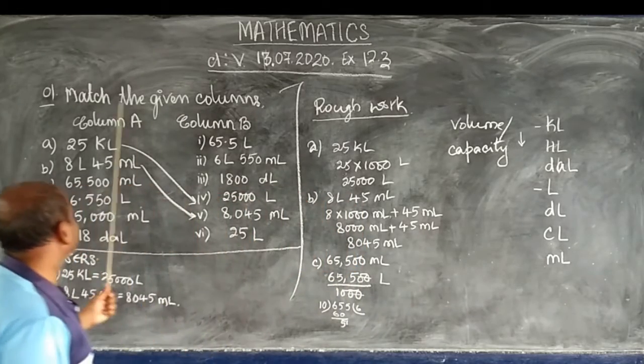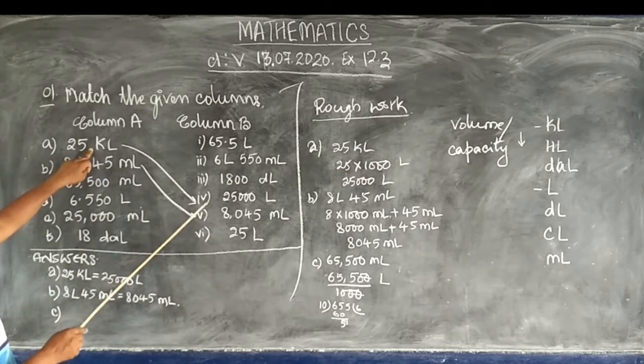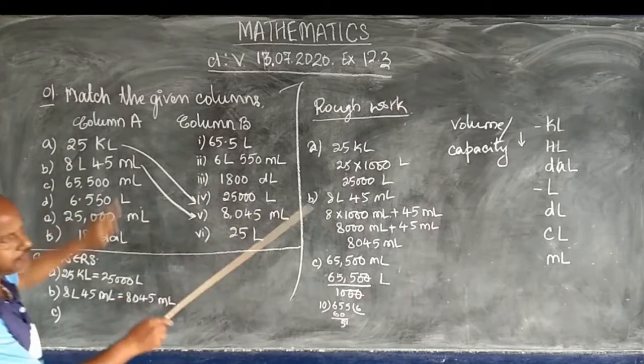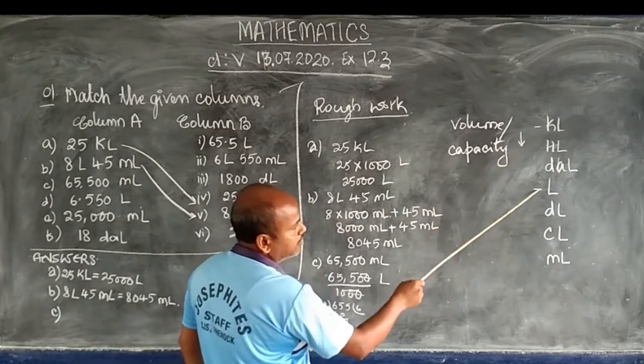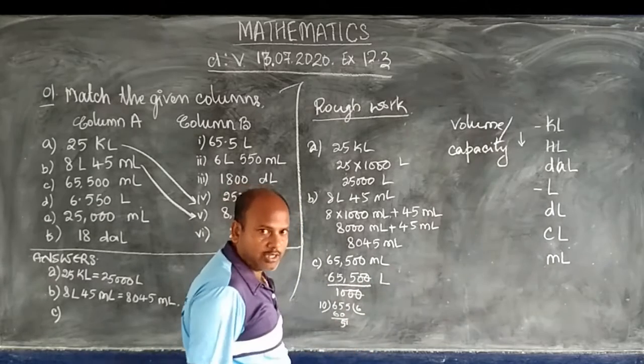Now the first question of this lesson is match the given column. Here in column A, certain measurements are given, and in column B also the measurements have been given. I have already solved the two sums so that it saves time, and it will be explained to you now. 25 kiloliter can be converted in terms of liter. Kiloliter can be converted in terms of liter. So kiloliter can be easily converted to liter.